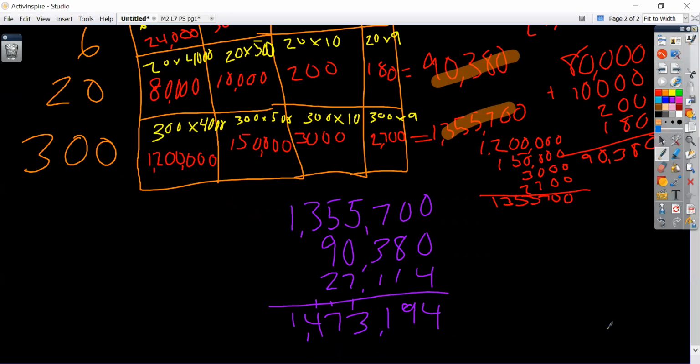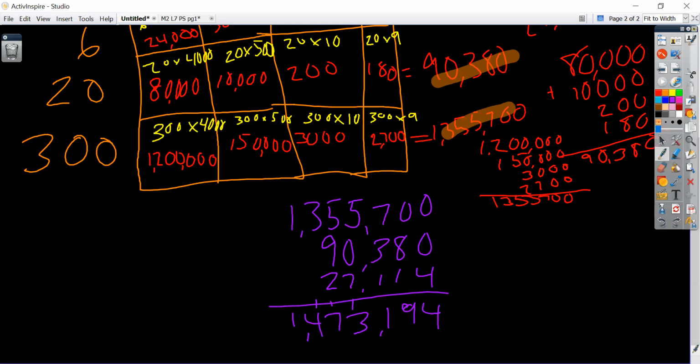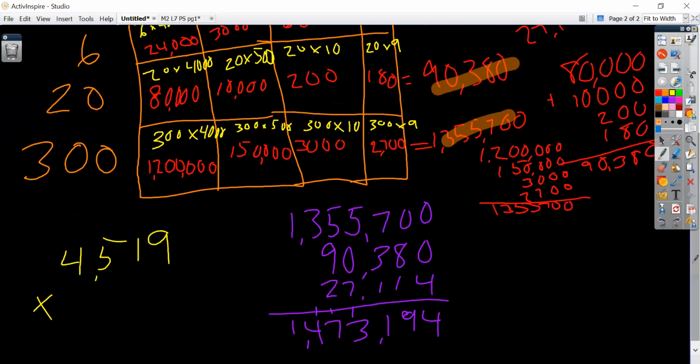Well, like I said, that's not the most efficient way. So let's try solving that using the standard algorithm so that it's a little bit more efficient. Let me change colors, and we'll write 4,519. Oops, that's a bad X. Times, and what was our second number? 326.